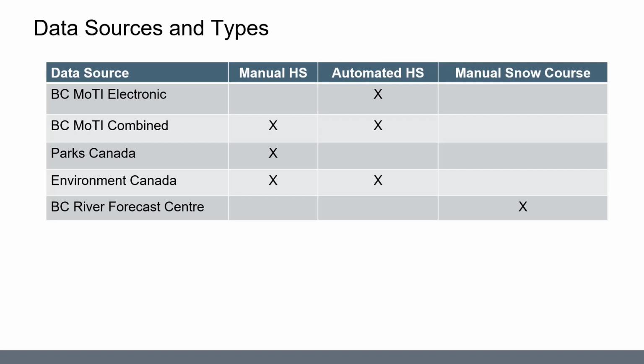Parks uses manual data up in Rogers Pass. And Environment Canada uses a mixture, and I also took some liberties with Environment Canada, combining their older manual data with their modern automated data where the point was in the same location. And then finally, BC River Forecast Center's snow course data.